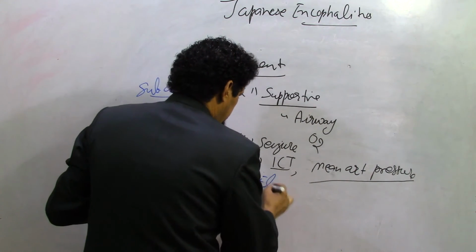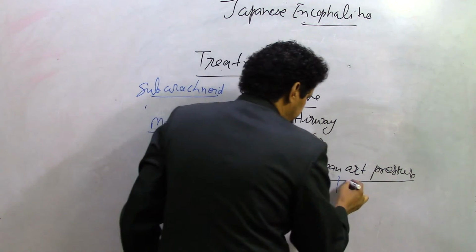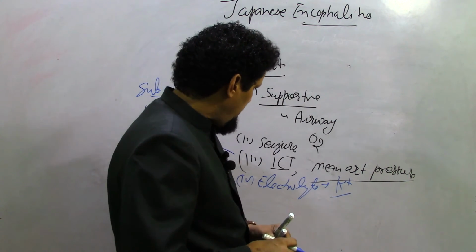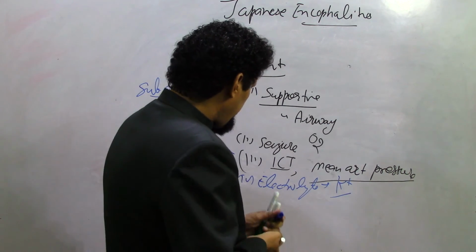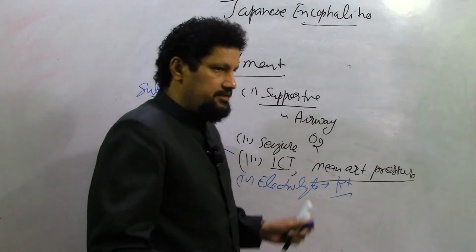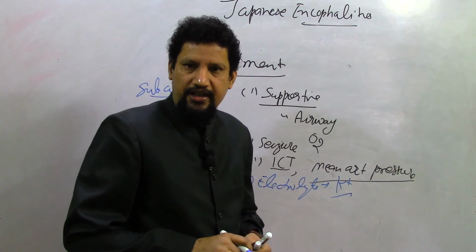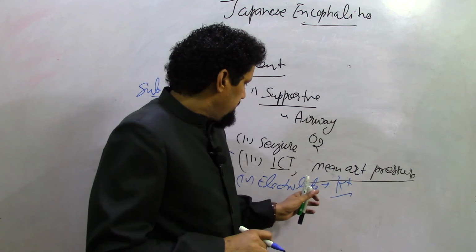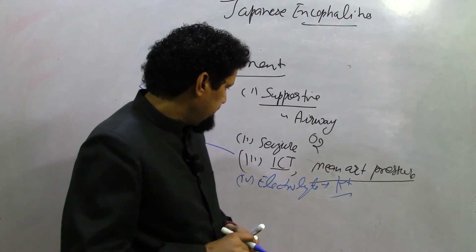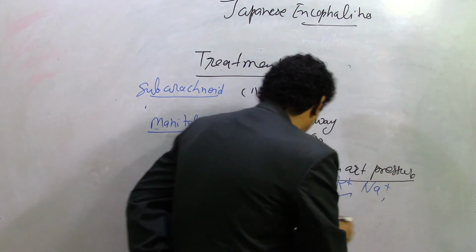The electrolyte balance. The electrolytes, especially the potassium, the hyponatremia and hypokalemia are seen frequently in the patients of the Japanese encephalitis. The hypokalemia is having very poor prognosis in the patients of the Japanese encephalitis. The sodium and the fluid management.